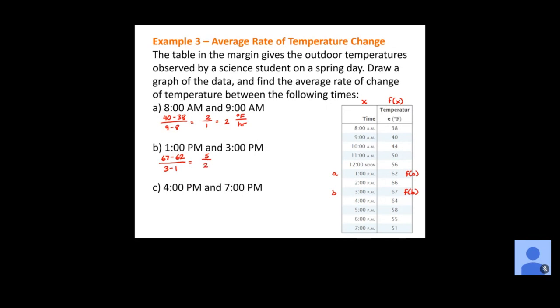And if you wanted to get a decimal for that, you could, or you could just leave it as the fraction. Either way is fine. This would be 2.5 as a decimal. And again, our units are still going to be the same as the previous one. This is degrees Fahrenheit per hour. Or we could say that our temperature is rising by approximately 2.5 degrees per hour.